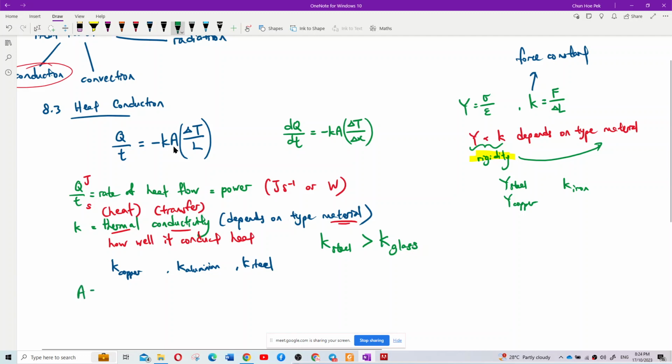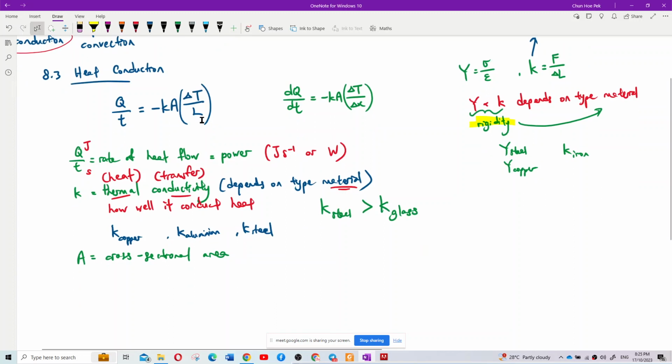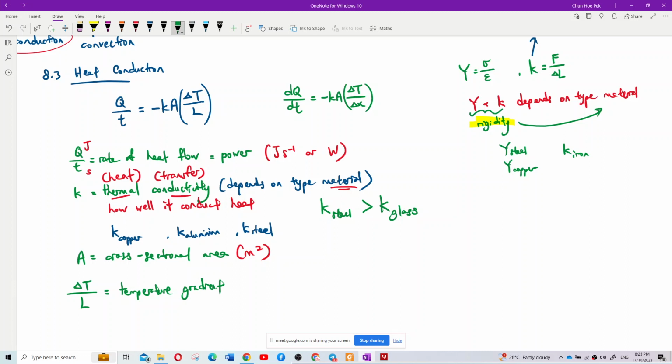A is the cross-sectional area. And then what is delta T? Cross-sectional area, what's the unit? Unit for cross-sectional area, of course, is meter square, if SI unit. Okay. And then, what is delta T over L? Delta T over L is called temperature gradient. You know?